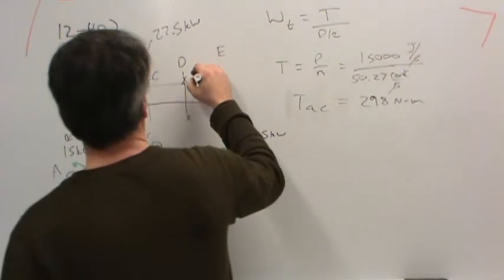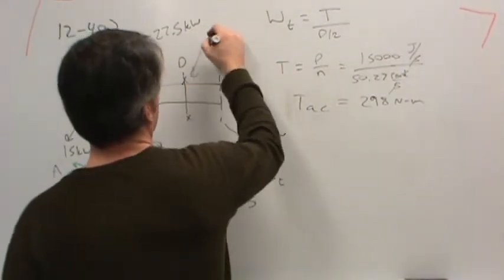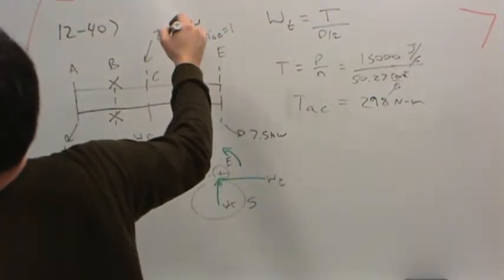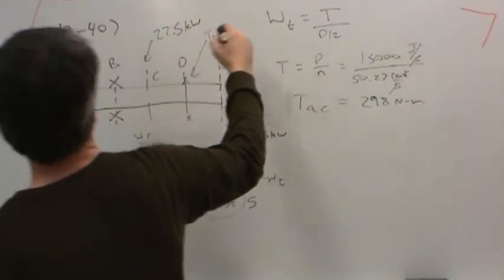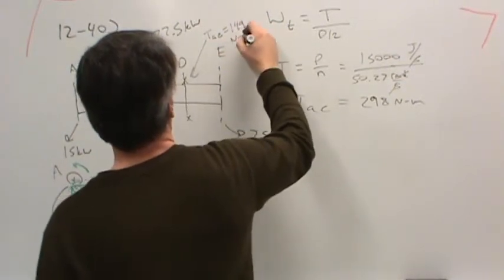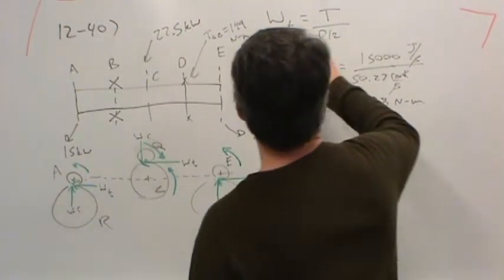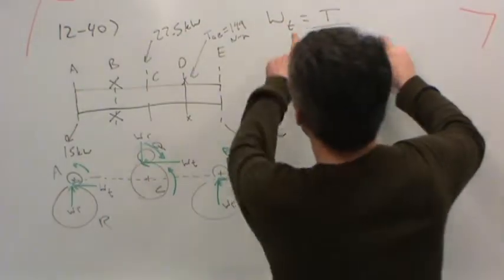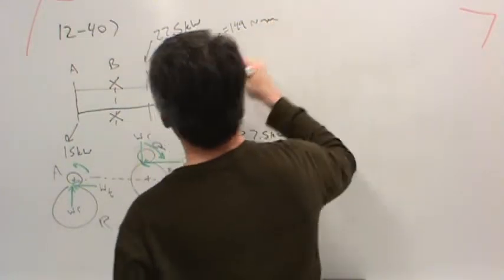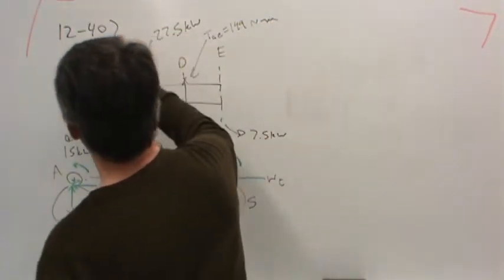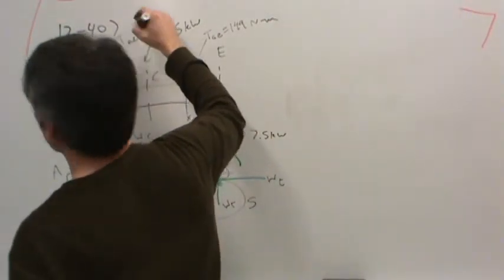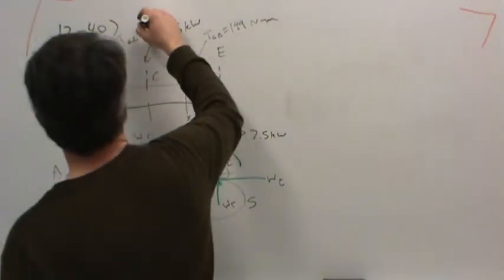So basically the torque over in this section of the shaft is 149 Newton meters. Let's do it this way. We'll need this equation, but we'll just move it down a bit. And the torque over on the left-hand side from A to C is 298.